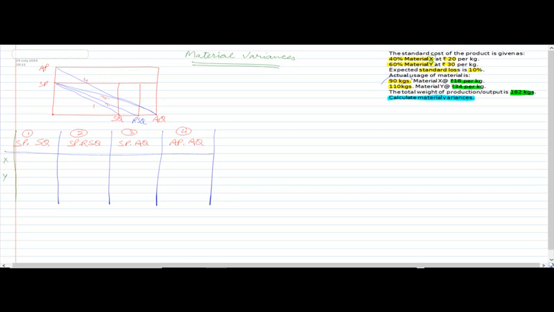Actual quantity is to be used in these two columns. It is 90 kgs in case of material X and 110 kgs in case of material Y. Total of these both quantities come to be 200 kgs. This is actual quantity.